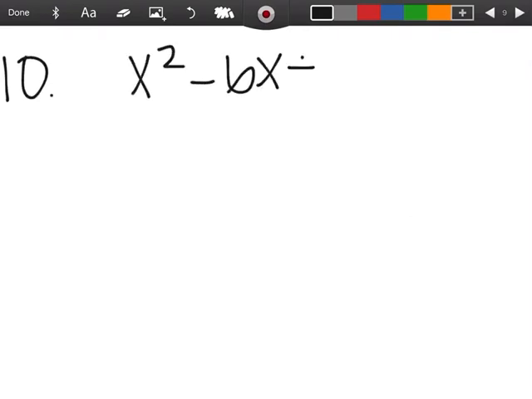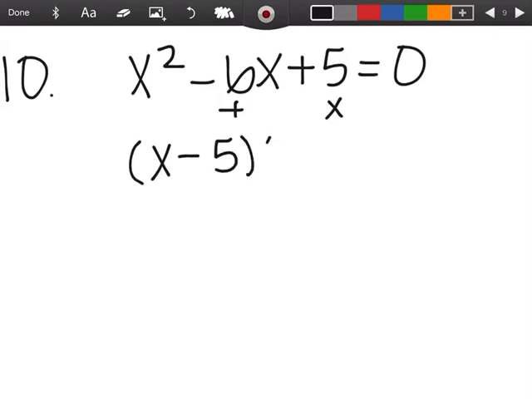So I don't know what number I'm on. I'm just going to say I'm on number 10. It is x squared minus 6x plus 5 equals 0. And so here's what I'm talking about. I could factor this because I know two numbers that multiply to be 5 and add up to be negative 6. It would be a negative 5 and a negative 1.